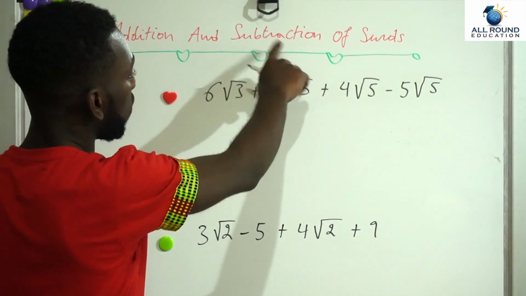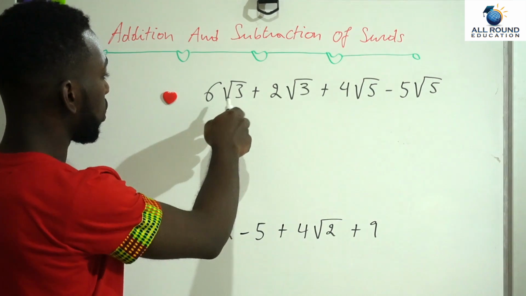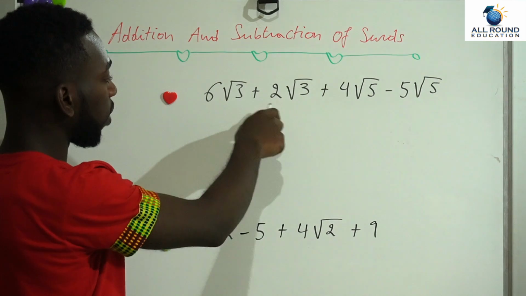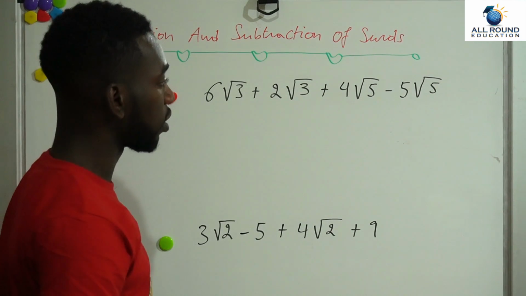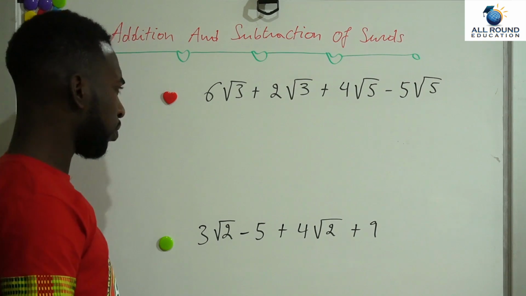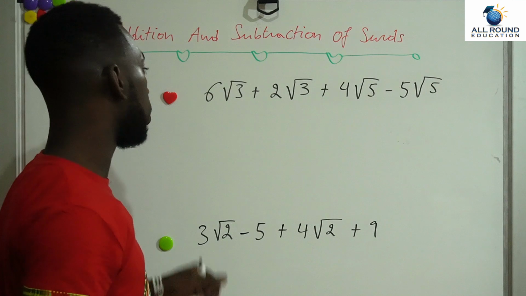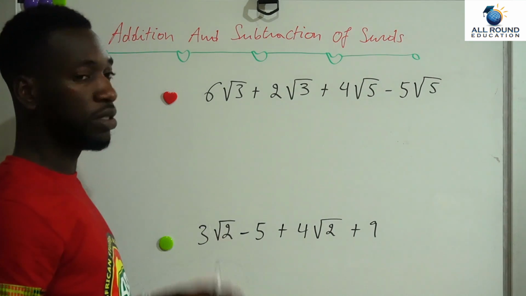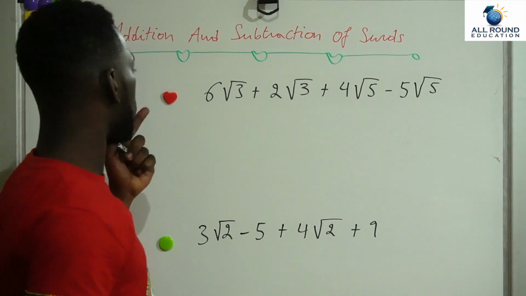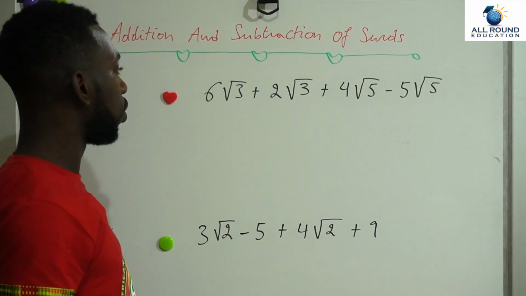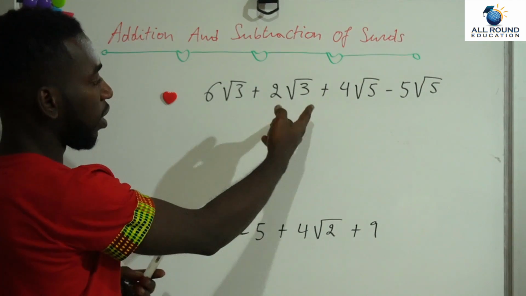So, additions and subtractions of surds. In the first example, we have 6 square root of 3 plus 2 square root of 3 plus 4 square root of 5 minus 5 square root of 5. So how do we do this? The way we do this, as I just mentioned, is we have to write the surd in the simplest form. To do that, you have to analyze if you can simplify anything.